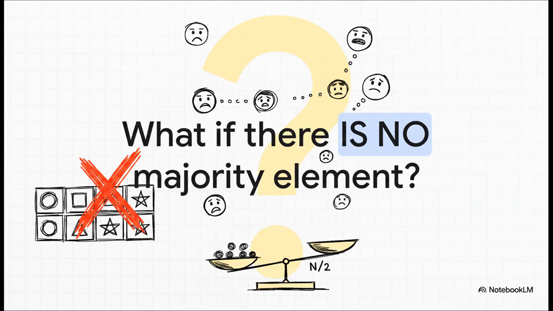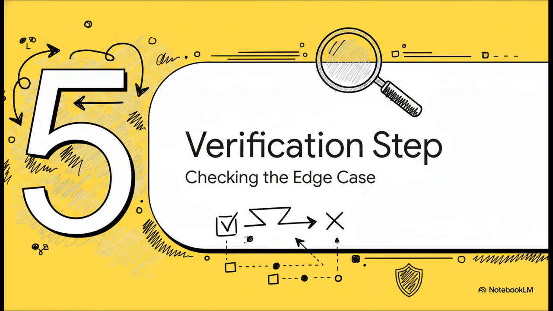Moore's algorithm operates on a completely blind assumption. It assumes that a valid majority element actually exists in the array. But what if it doesn't? What if literally no element clears that strict n over 2 hurdle? And that brings us to Section 5, the crucial verification step.